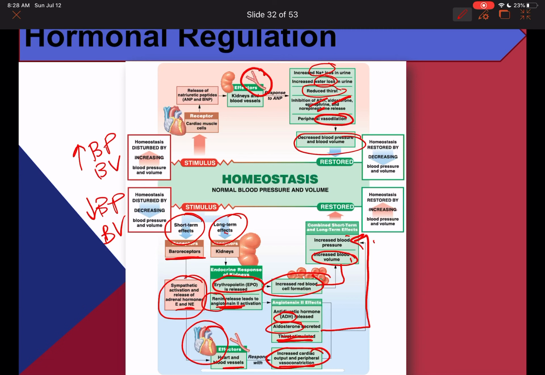Which is why I was saying these homeostasis charts, you'll see multiple of them in multiple chapters, and they become a very important core of A&P 2: how do we regulate homeostasis? What hormones or protein peptides are involved? What are the effectors? What do they do to bring things back to homeostasis? Okay.